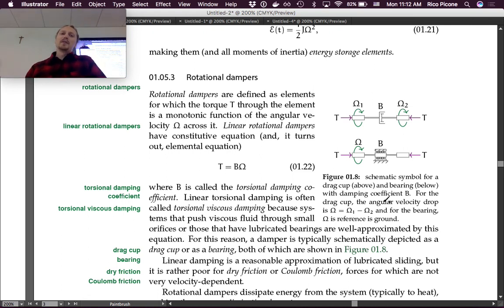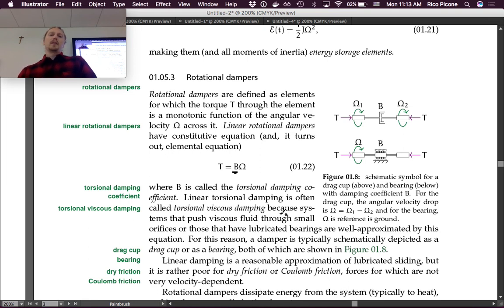Rotational dampers. So we talked about springs and inertias, and those are both energy storage elements. This is going to be an energy dissipative element, defined as elements for which the torque through the element is a monotonic function of the angular velocity across it. Linear rotational dampers have a constitutive equation, and it turns out elemental equation as well, that the torque is proportional to the angular velocity. The proportionality constant B is called the torsional damping coefficient.